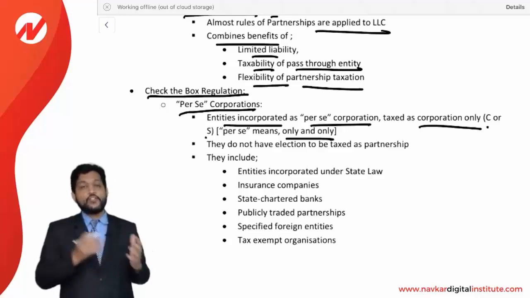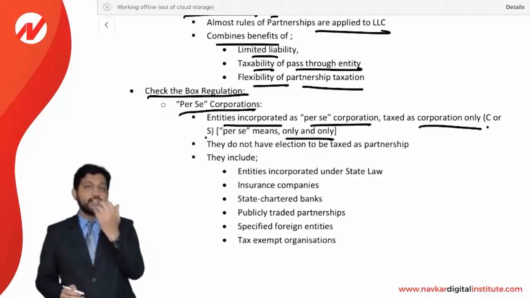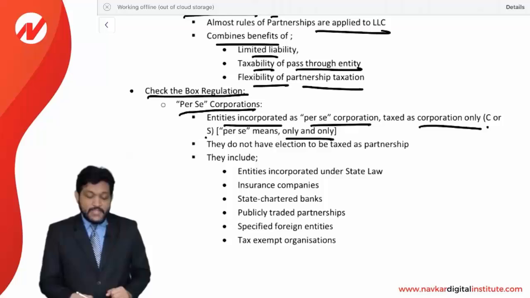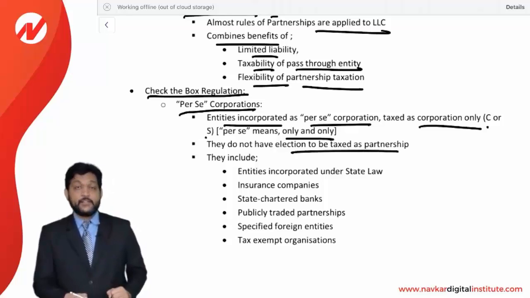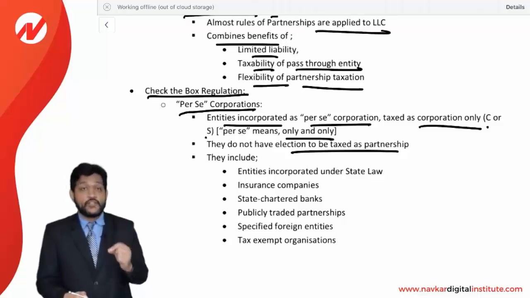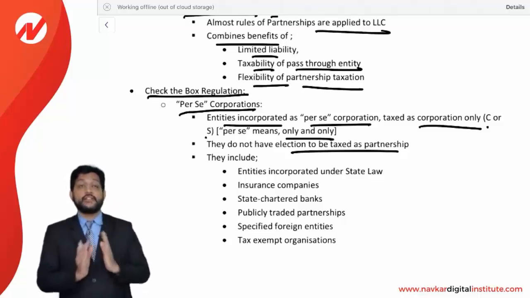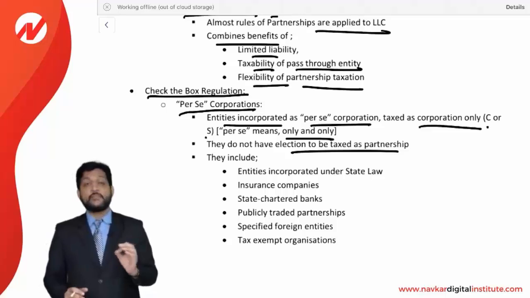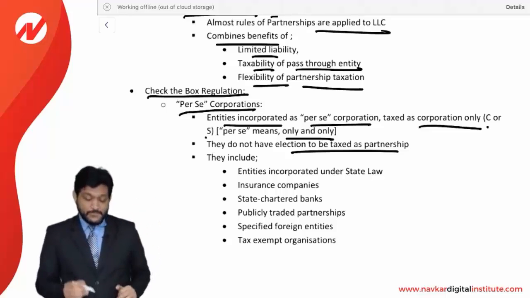Whether it is a C corporation or an S corporation depends on their condition fulfillment. They do not have an election to be taxed as a partnership. If they are incorporated as a per se corporation, it means only corporation, then no other option, only to be taxed as a corporation. Partnership election is not available.